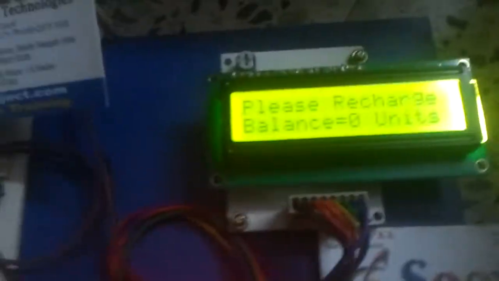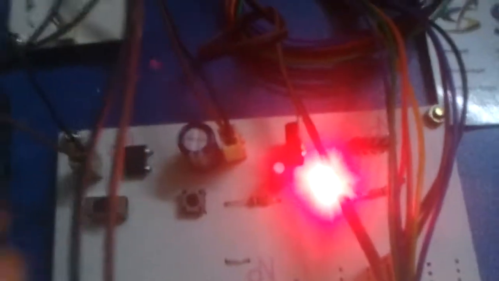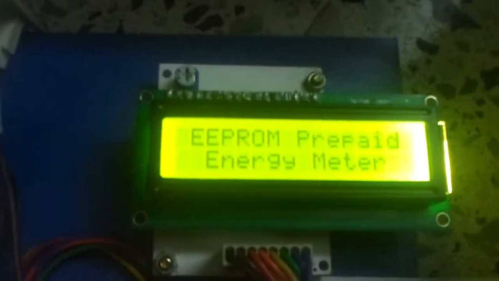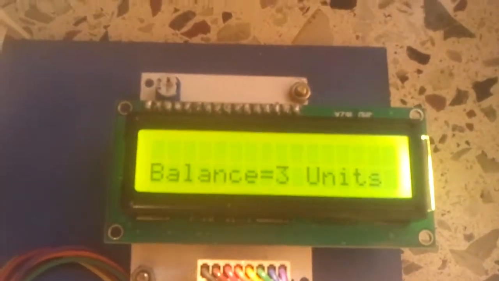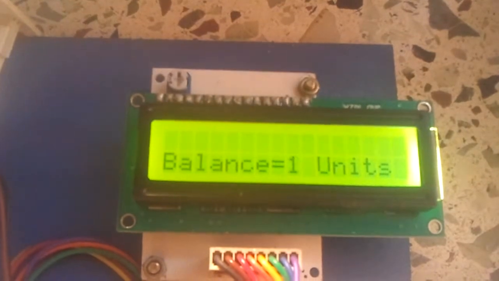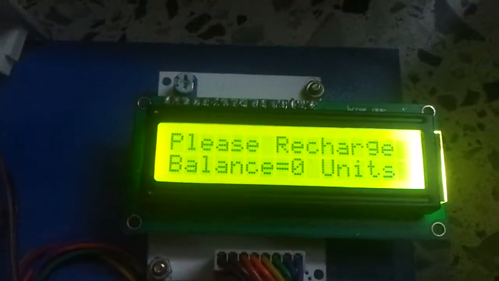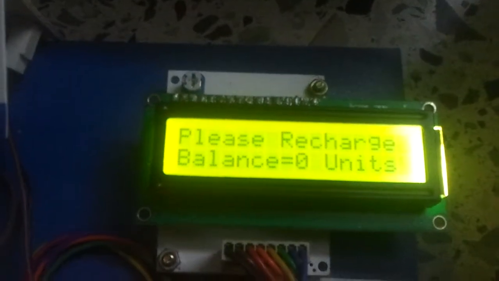And the recharging mechanism is like this: when you turn on the system, press and hold this button. See, it got recharged with 5 units. The load is on now. The units are getting decreased. And when the units become 0, the load gets turned off.